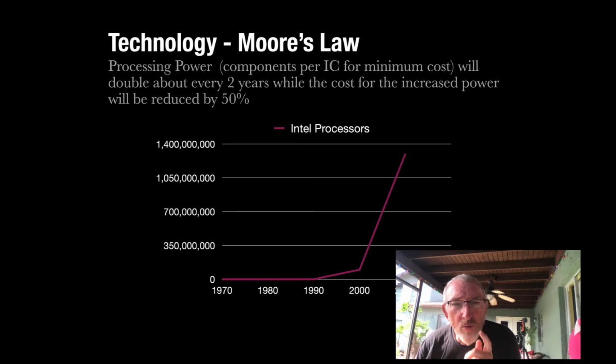What is Moore's Law? Moore's Law says that approximately every 2 years, it's like 18 months to 24 months, it's a general time frame, that the power of the chip, the computing power, will double. But the cost for that increased power will decrease by 50%. And so every 18 to 24 months, you see that cycle happening.